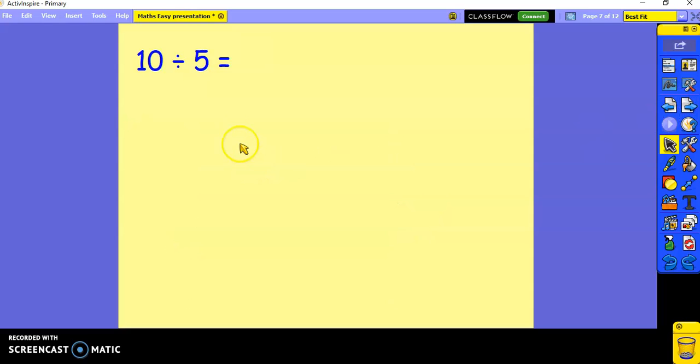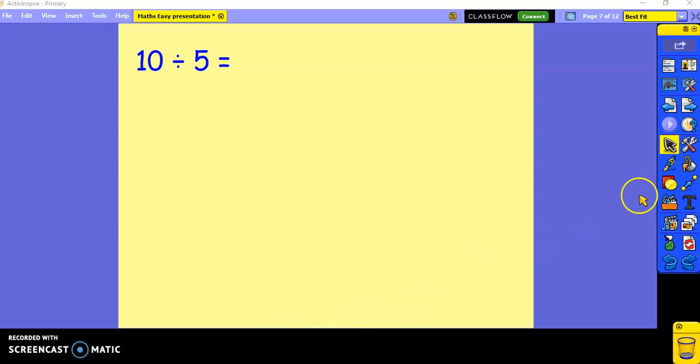Okay, this time it's a little bit different. 10 divided by 5. So this time you're not sharing between 2 people, you're sharing between 5 people. So if you are working out the answer at home, you are not going to be sharing into 2 piles, but 5 piles this time. So pause the video while you have a go at solving that one.